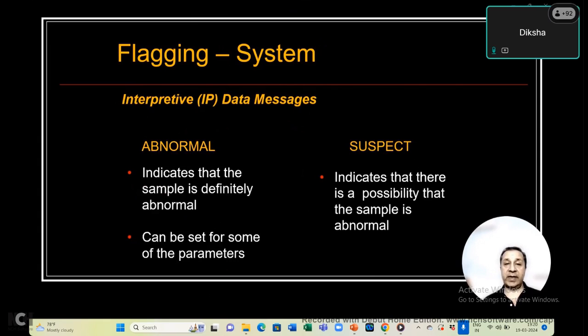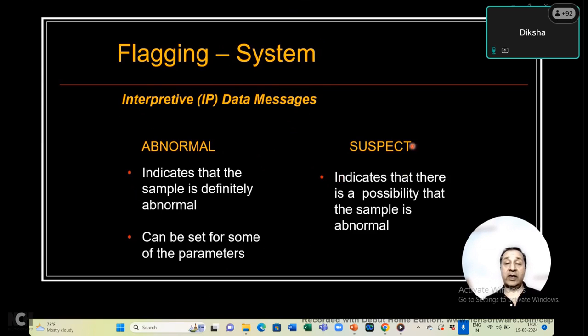As I said, the flagging system has lots of interpretative or IP data messages, which are classified as frankly abnormal. That means there is a specific defined abnormality which they are picking up. And you can even set this up. For example, in a newer hematology analyzer today, you are able to set up your flagging for infected red cells depending upon certain parameters.